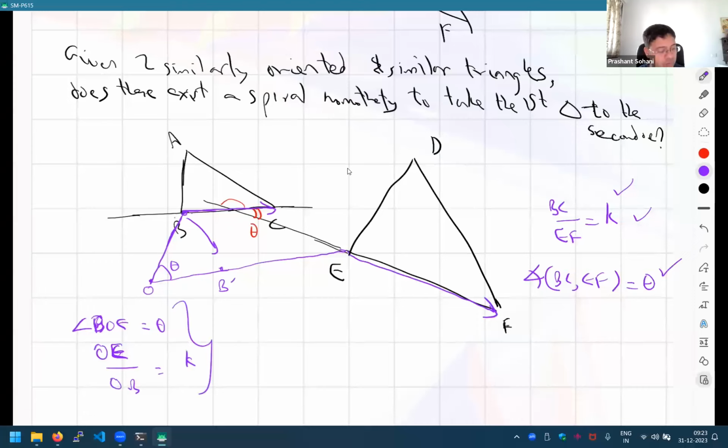So if I know these two things, can I find the locus of this point O? Looking at the first part, if I know this angle BOE is theta, then does that give me one possible locus of the point O? Because what are all the points in the plane for which this angle BOE is constant?